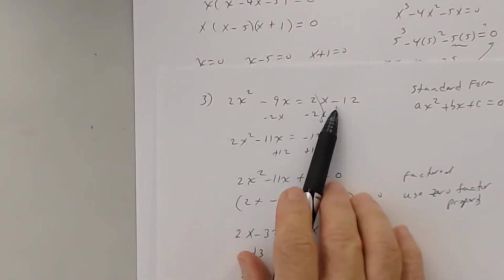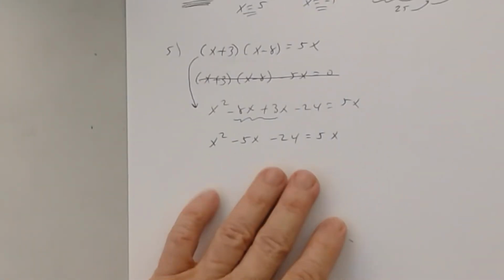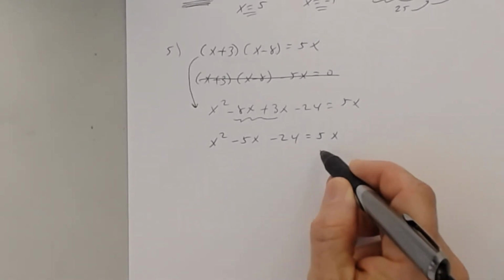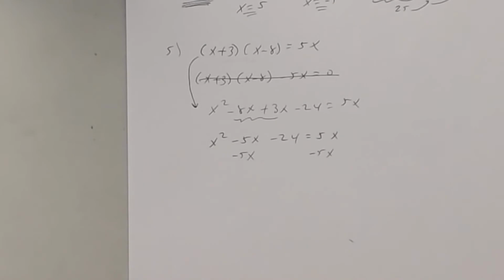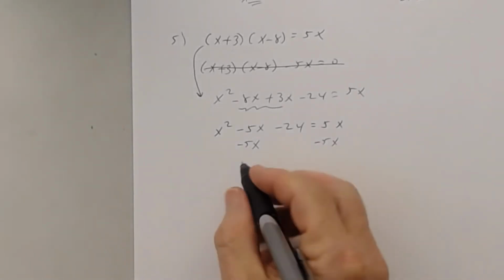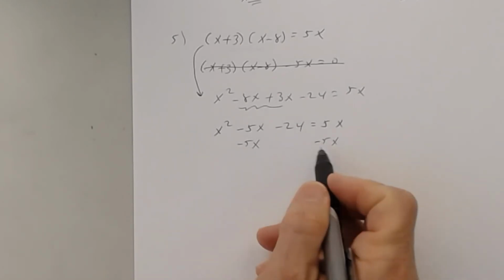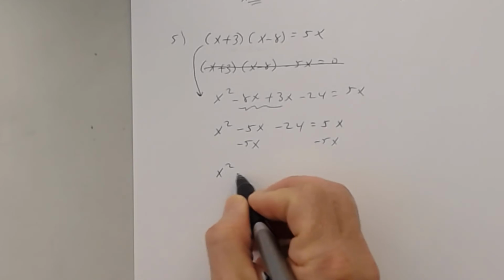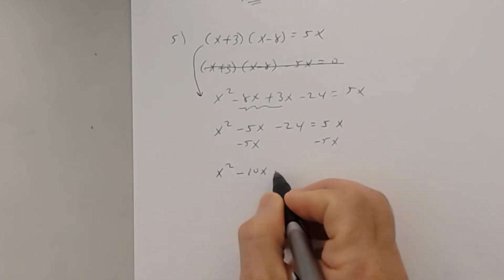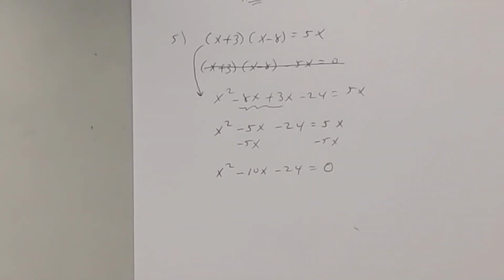Where we had to put it in standard form? So what is it I have to do here? Subtract 5x. And I'm going to go ahead and align my like terms. Now combine like terms, remember what you do to one side, you do to the other. So notice I have subtract 5x on both sides. Combining like terms, I get x squared minus 10x minus 24 equals 0. So now it is in standard form.